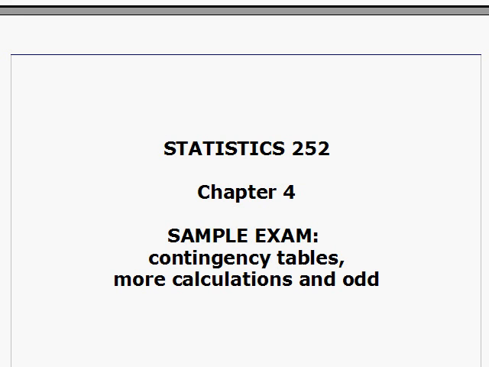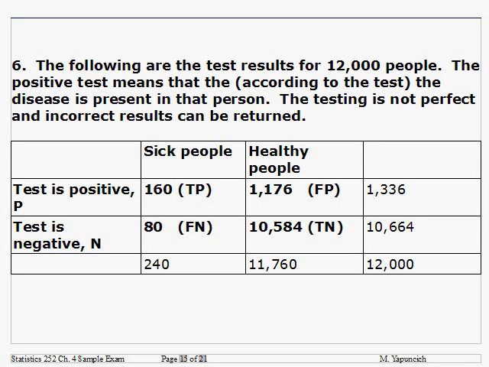In this video, I'll cover the question on contingency tables, a few more calculations, and the calculation of odds. In this calculation, this is a contingency table, and we have some sick people, although they don't have to be sick people. They might be sick capacitors on the test. But we have sick here, healthy here in these columns. So the total number of sick people is 240. The total number of healthy people in the study was 11,760, giving a total of 12,000 people.